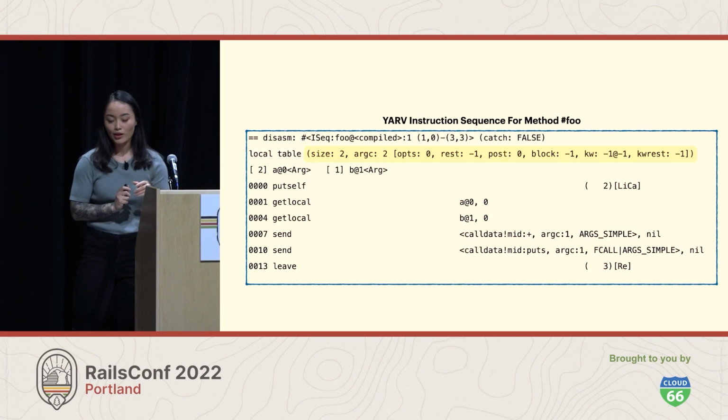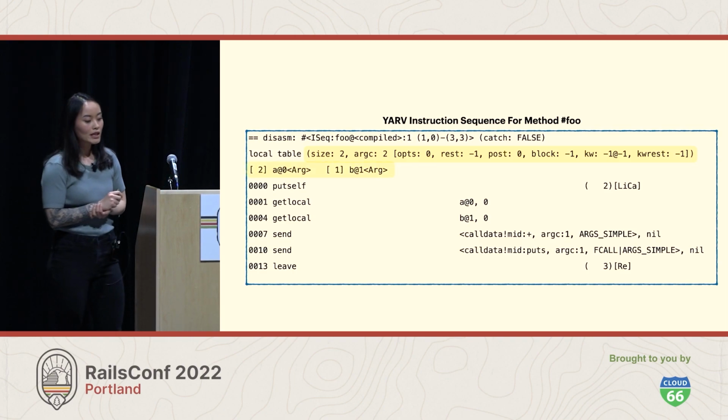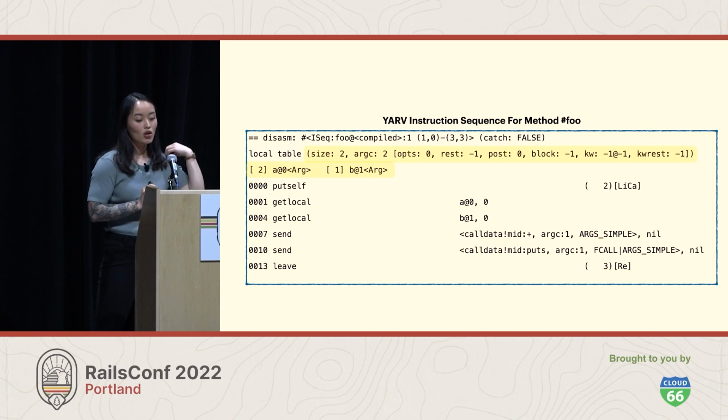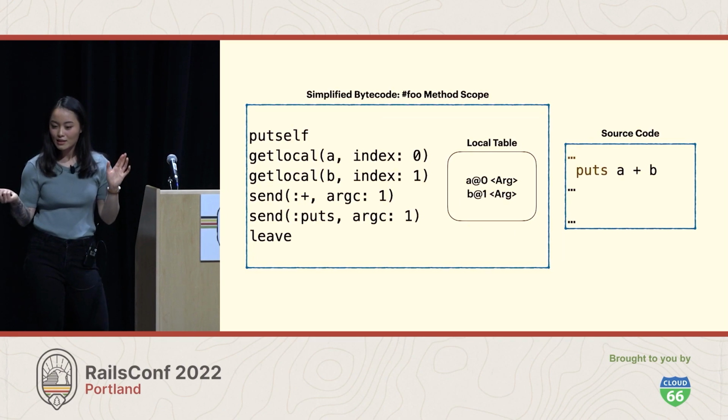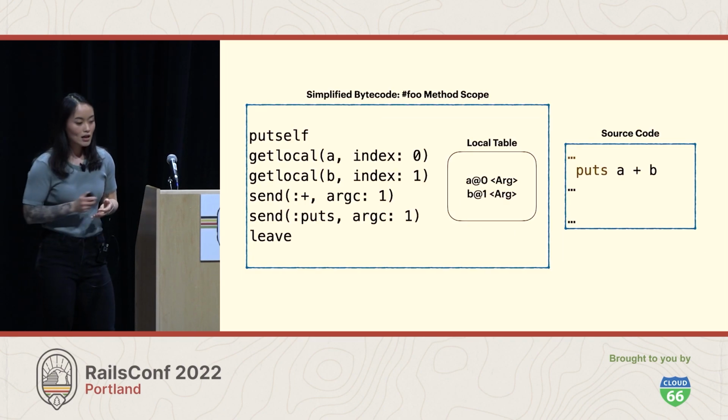The other thing I want to point out to you is this local table over here. It has an index of the local variables of the method. In this case, we only have 2 arguments, a and b. So this is the simplified version of what I just said.